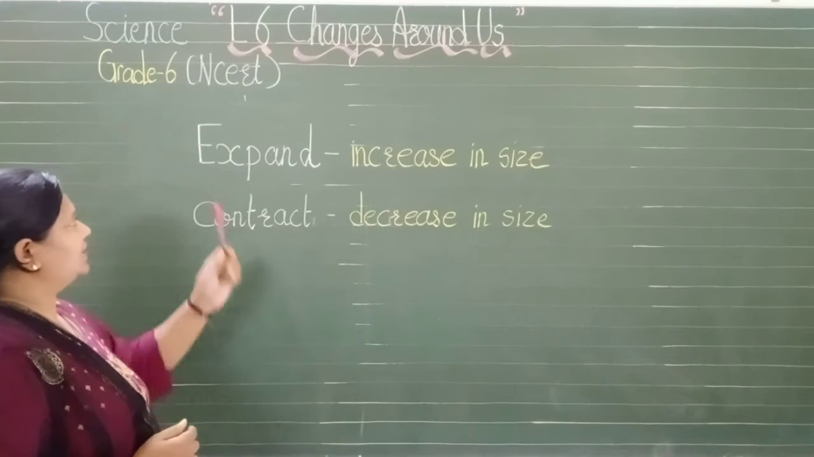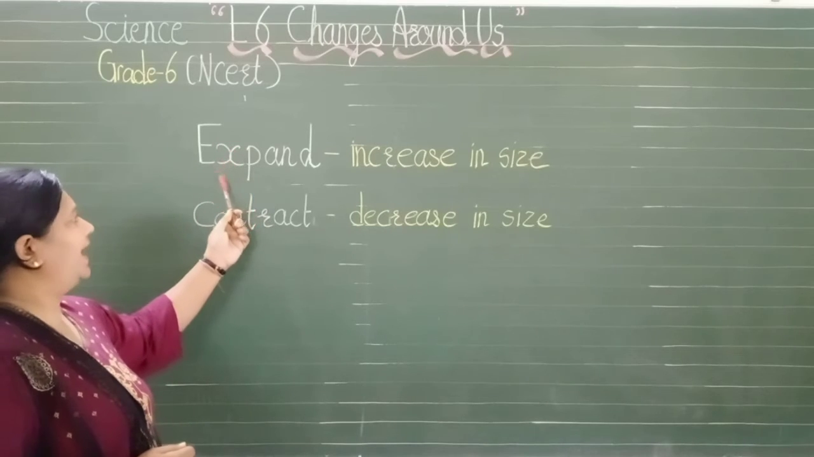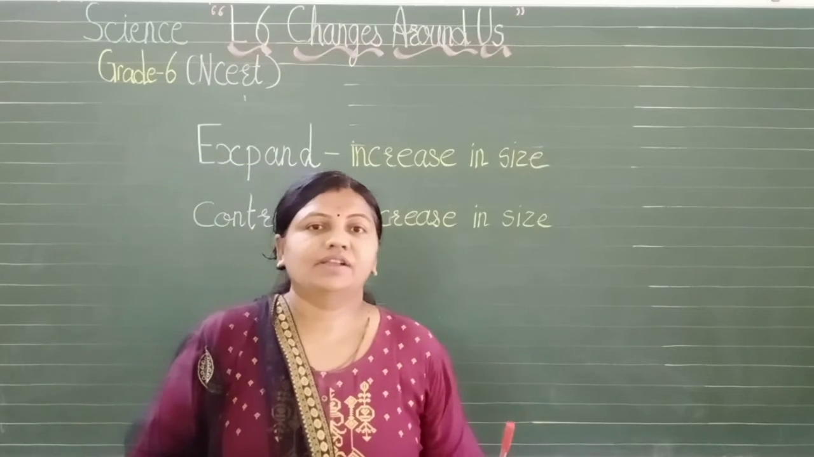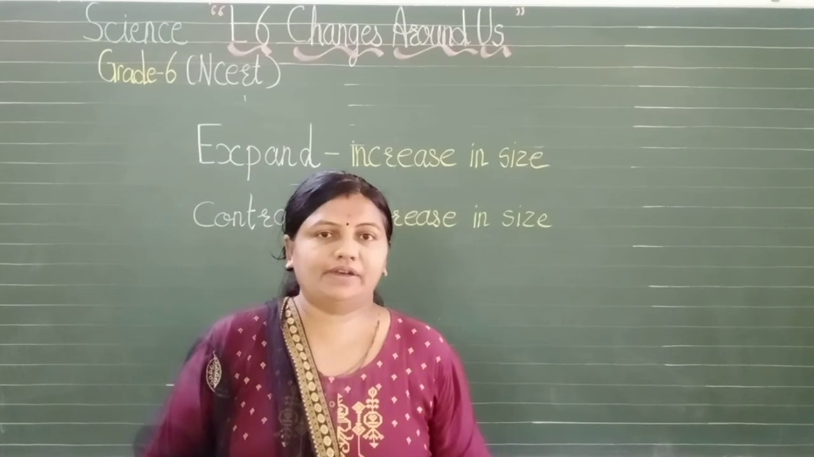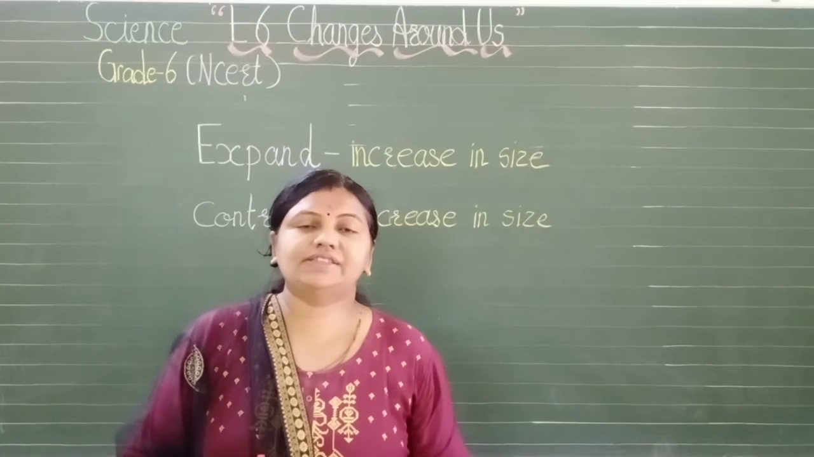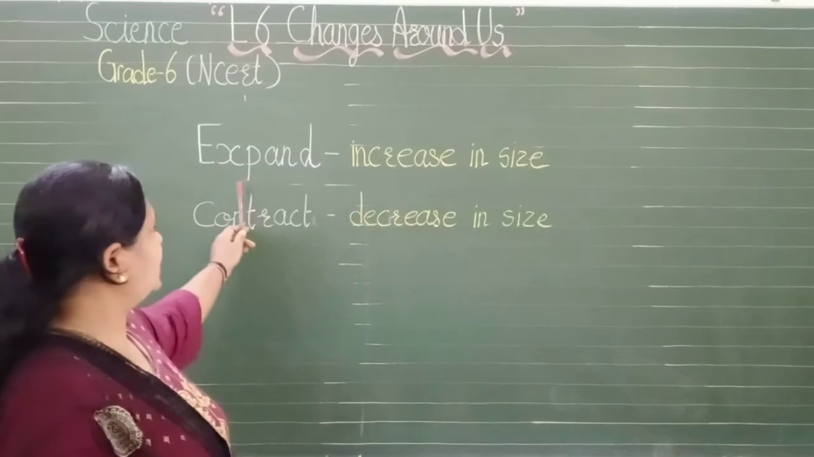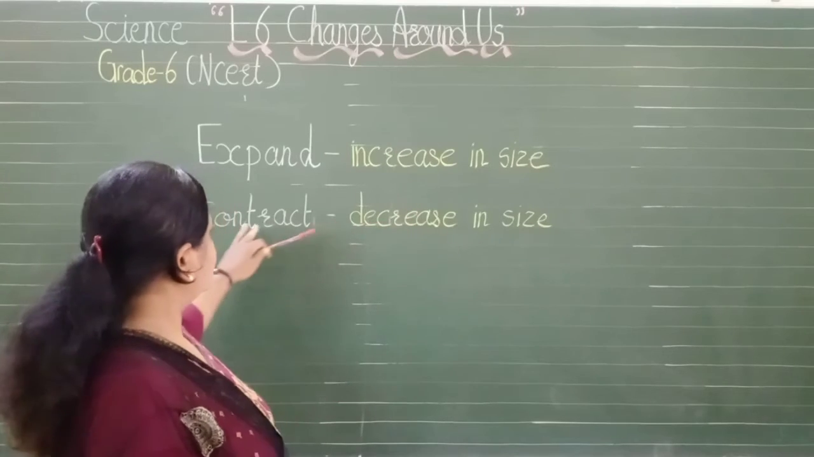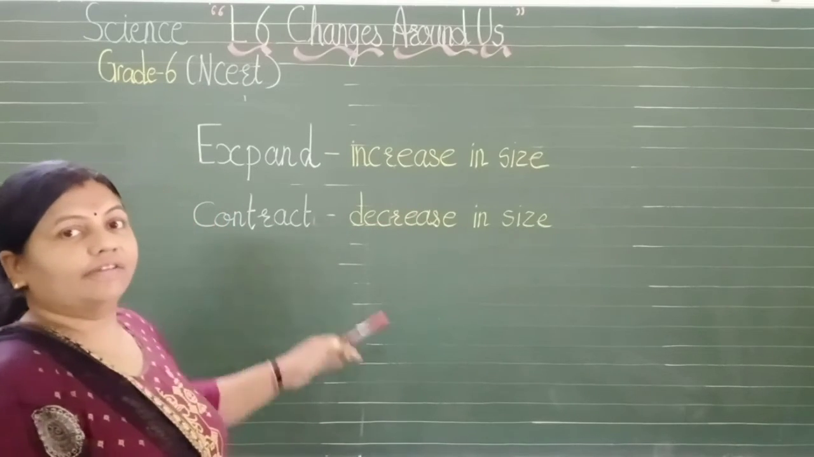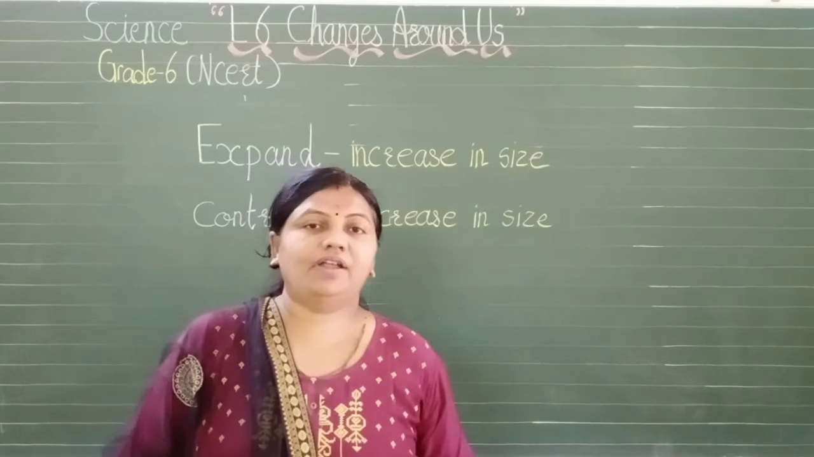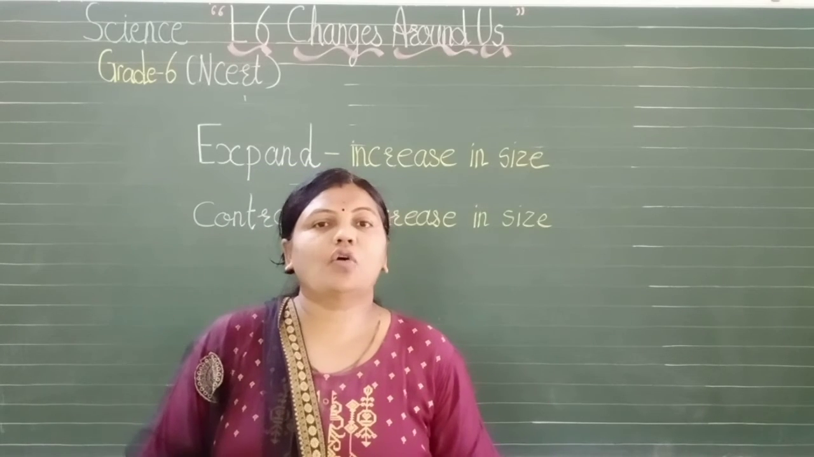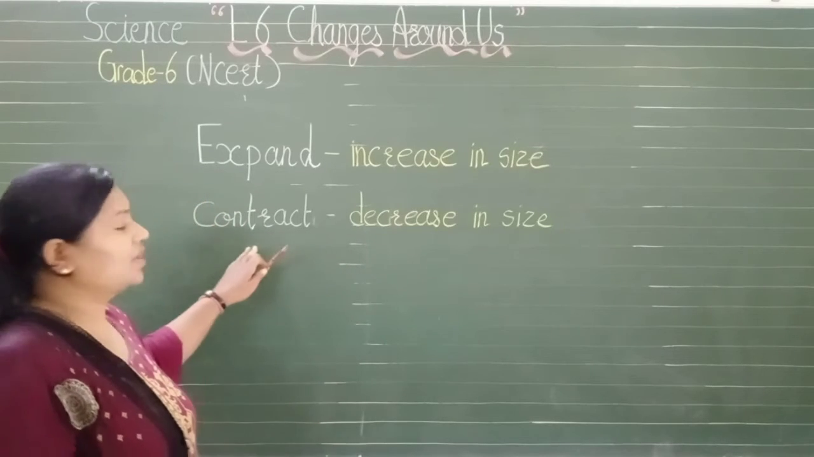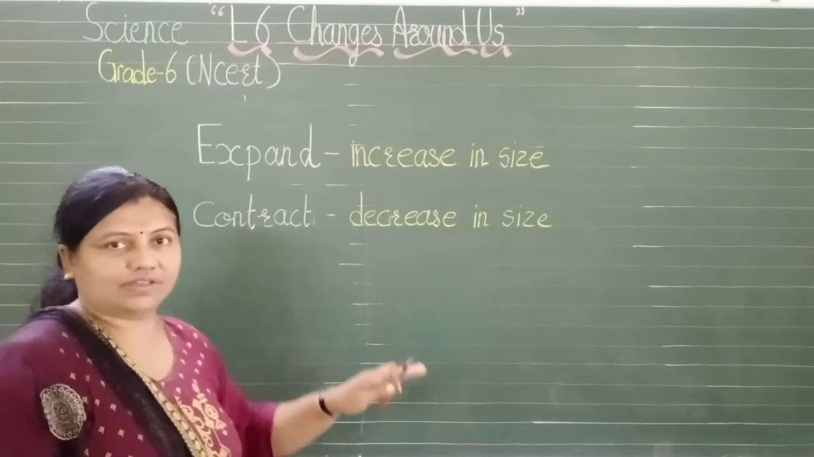First of all, let us learn about the two terminology. Expand. Expand means increase in size. Just now I told you that rubber band, when you stretch it, its size increases. So rubber band is expanded, that is increase in size. Our second word is contract. When you release the rubber band, again it will come into its original size. So that is decrease in size, and that is known as contract or contraction.